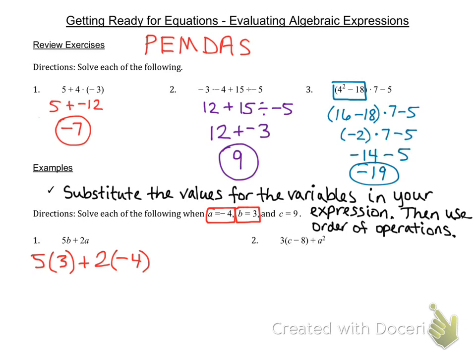So first I'm going to do 5 times 3, which is 15. And then I'm going to rewrite this, 2 times a negative 4. Next I'm going to multiply 2 times a negative 4. I'm going to rewrite 15 plus, and then 2 times a negative 4 is a negative 8. And then I'm going to add those two numbers together. 15 plus a negative 8 is 7. So your answer is 7.